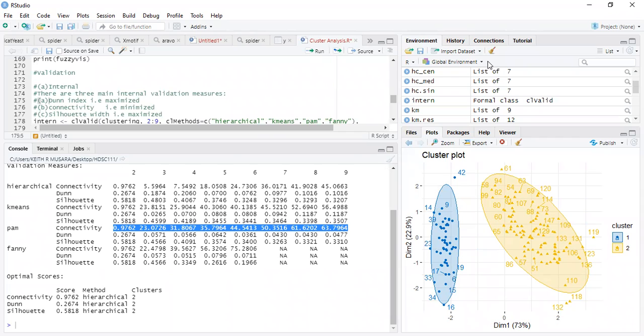Who is that guy's name? Anyway. Can you mute your mic? Tini, can you mute your mic? Tini, can you mute your mic?